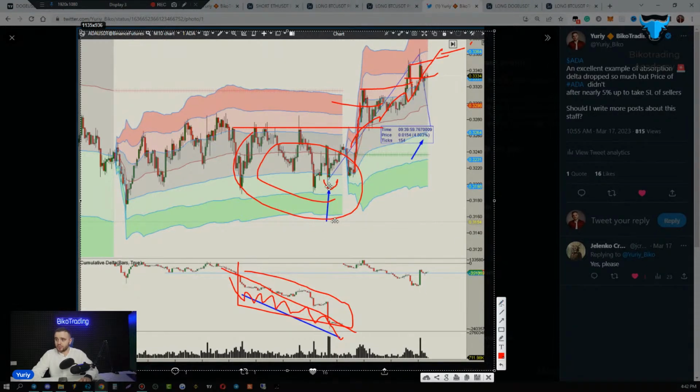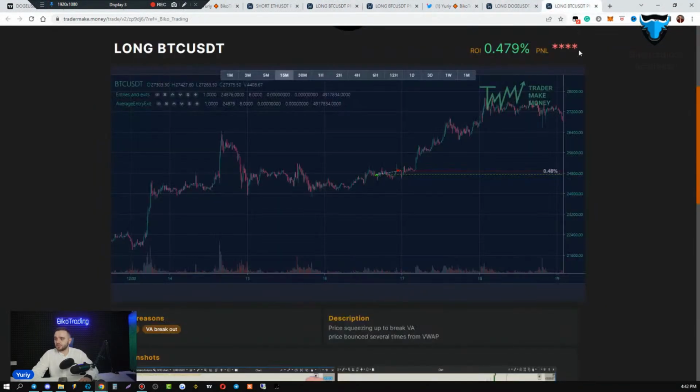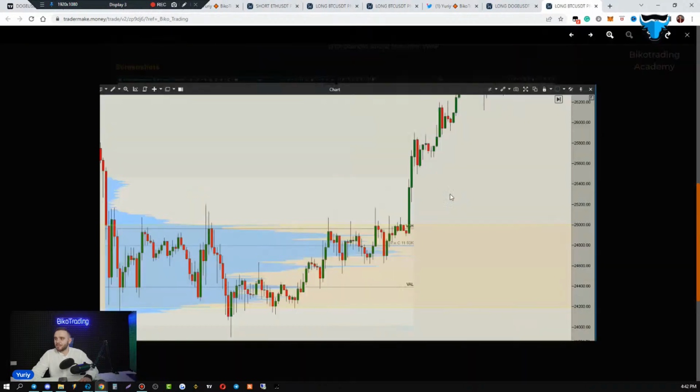That means when we, for example, would like to trade a breakout and you see a massive sell-off, you see that people sell a lot of coins here, but price instead of dropping, squeezes up, that's an example for you of a divergence and absorption.